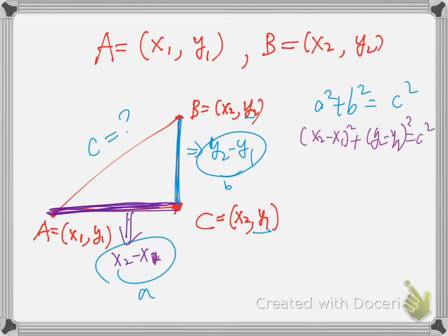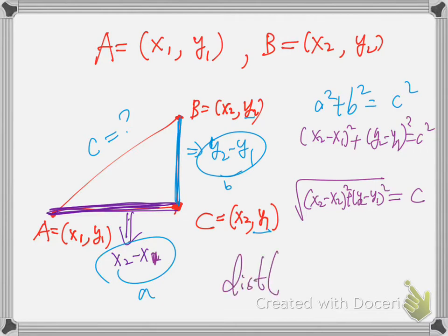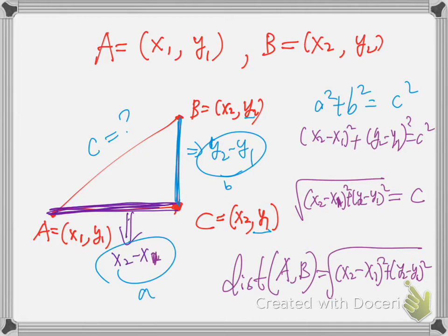So what's the distance C? You take the square root, you get the distance C. So x2 minus x1 squared plus y2 minus y1 squared, square rooted, is C. So the distance formula, the distance between A and B, is the square root of x2 minus x1 squared plus y2 minus y1 squared. So this is the distance formula based on the Pythagorean theorem.